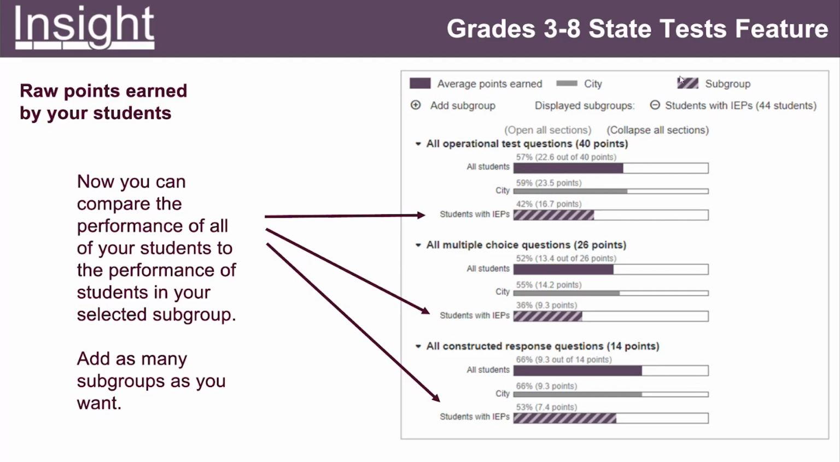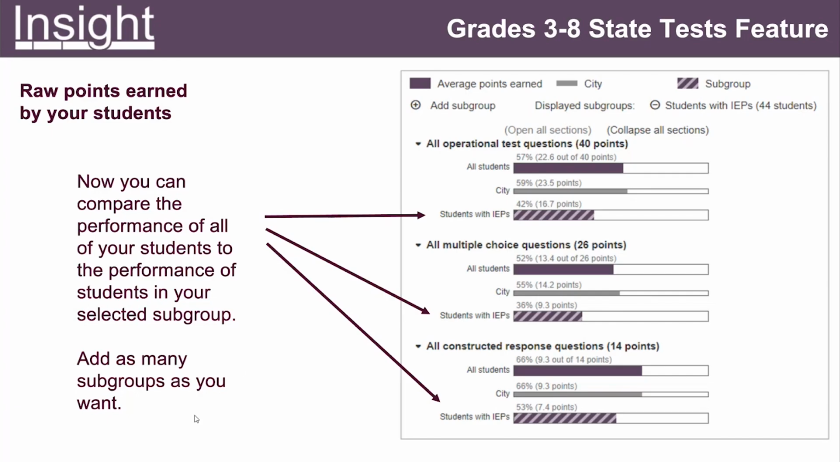A hashed purple bar shows up underneath the previous bar. That's the performance of your subgroup. So now you can compare how your students with IEPs did compared to all the students in the school for the 2025 sixth grade ELA exam. It also tells you how many students have IEPs, because sometimes the count matters, right? Because we're showing you percentages.